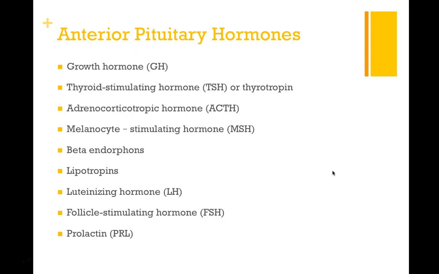So now let's go through the anterior pituitary hormones. We have the growth hormone, or GH, thyroid-stimulating hormone, or TSH, or thyrotropin. We also have the adrenocorticotropic hormone, also known as ACTH, melanocyte-stimulating hormone, also known as MSH. We have some beta endorphins, lipotropins, luteinizing hormone, or LH, follicle-stimulating hormone, or FSH, and lastly, prolactin, abbreviated PRL.